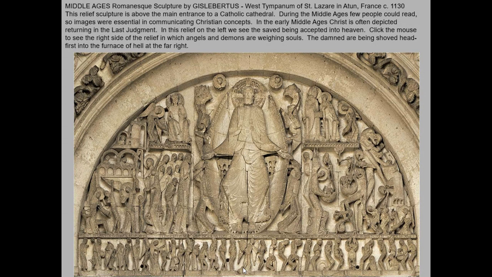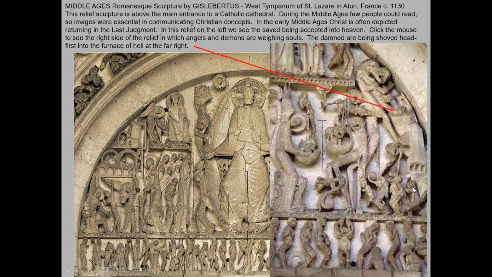He's sitting in judgment. The figures on the left represent angels taking the saved souls up to heaven, and on the right you can see an angel and a demon weigh souls, and the damned are being forced headfirst into a furnace down into hell. You can see that a little more clearly here. You can really see that red arrow pointing at the boots of a figure that's being forced headfirst into the flames.